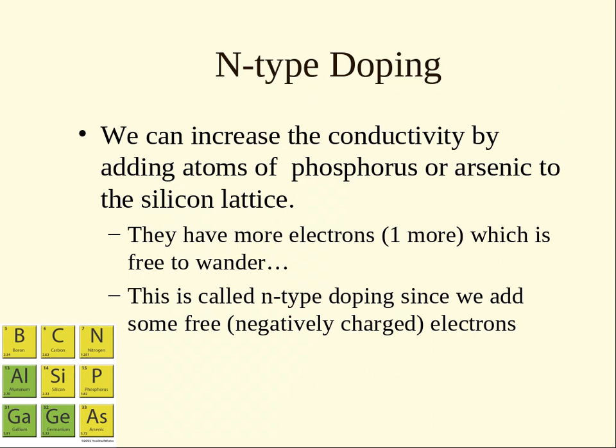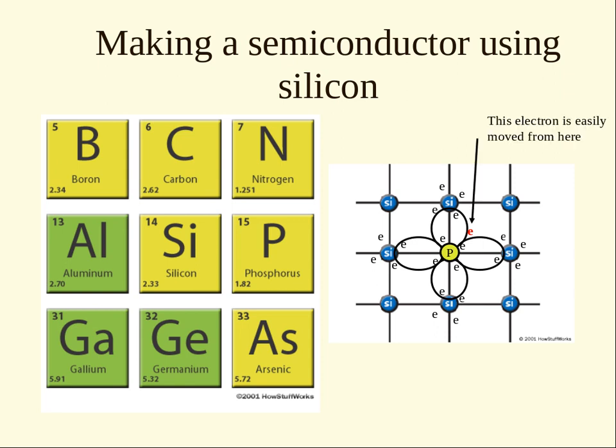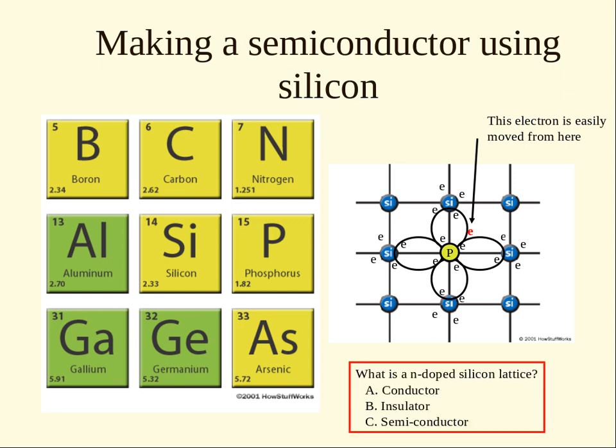So N-type doping, we can increase the conductivity by adding atoms of phosphorus or arsenic to the silicon lattice. They have 1 more electron, which is free to wander. So if you have phosphorus in the middle and you have your silicon, which is allowed to share the electrons, you have this extra electron chilling, and he can easily move about the lattice. What does that make it? A conductor. All right, so if you add phosphorus correctly to your silicon lattice, you're going to get a conductor.